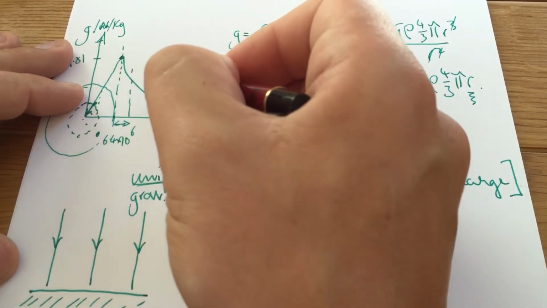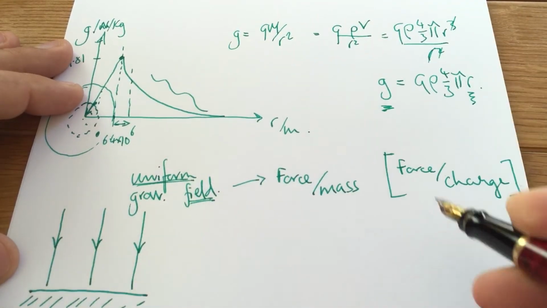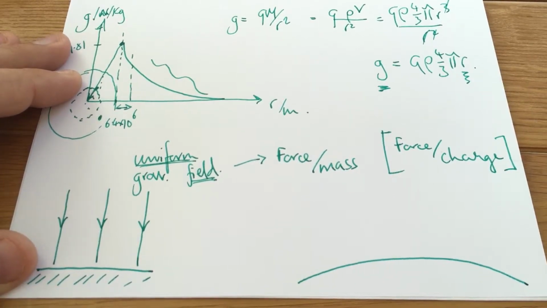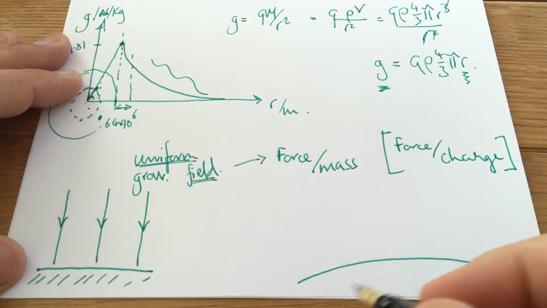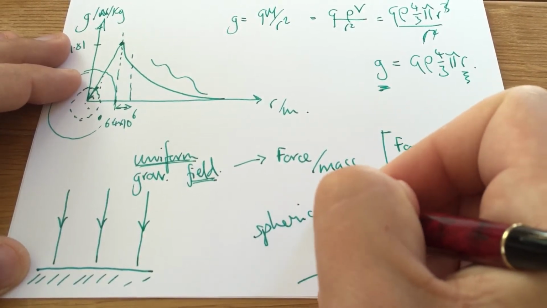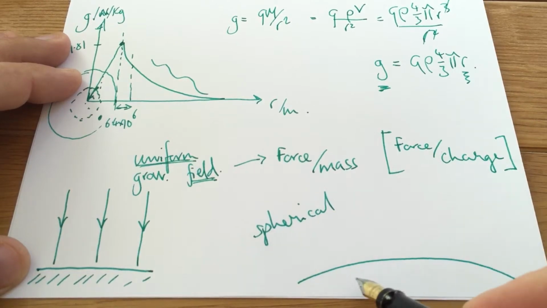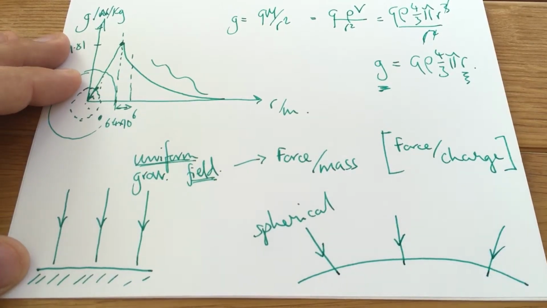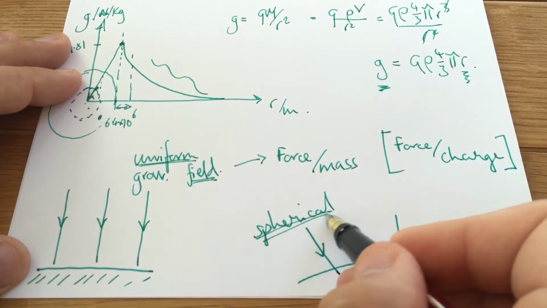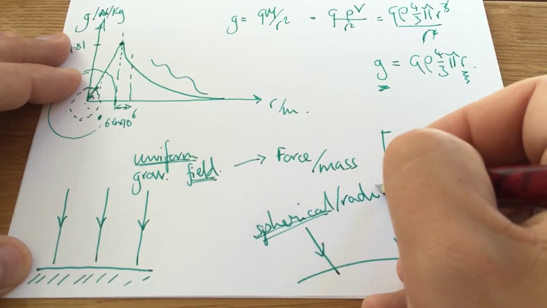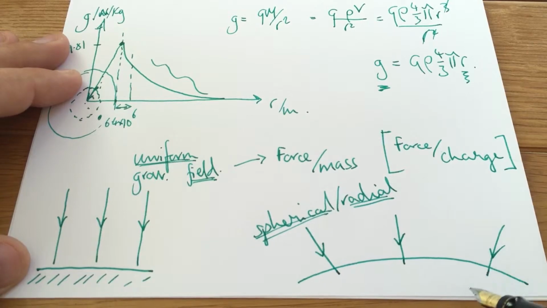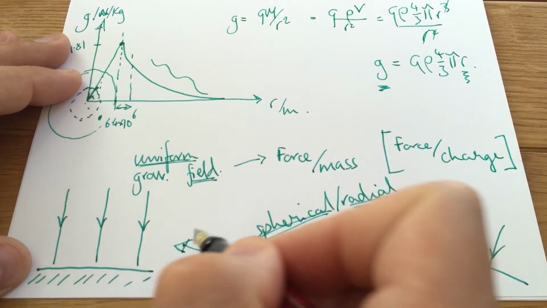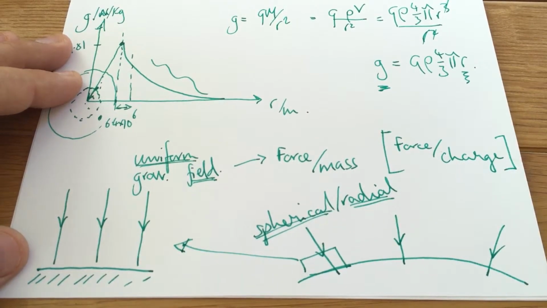However, what happens beyond, in this region here? Well, now we go spherical. I've drawn this quite badly, so let's make that a little sharper. The field lines are pointing towards the centre of that object. So we start to get a spherical field, or if you like, a radial field. They're pointing towards the centre of the object. And very close up, if we magnify this, it looks like a uniform field.